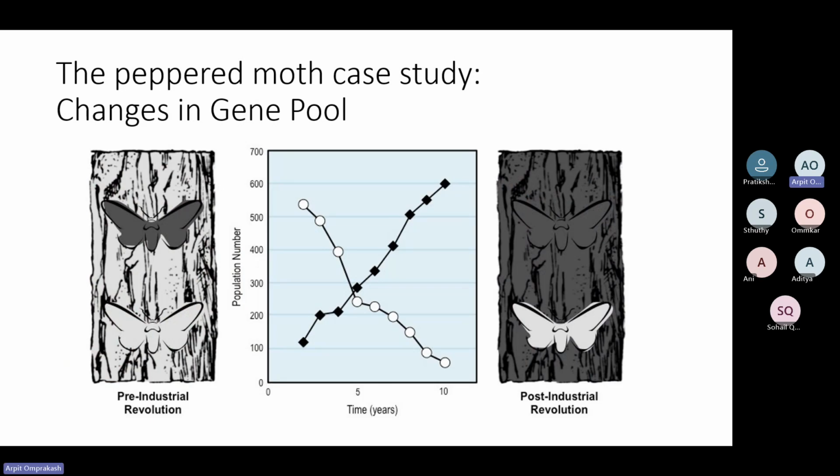And eventually, it leads to changes in the gene pool. So over time, we see that as there was industrialization and the tree barks became darker and darker for more years, the population of dark peppered moths started increasing and the population of white peppered moths started decreasing. So there were changes in the gene pool because of all this natural selection.